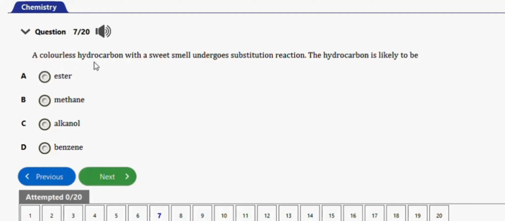It says a colorless hydrocarbon with a sweet smell undergoes substitution reaction. The hydrocarbon is likely to be ester. So ester is a hydrocarbon that has a sweet smell. So the right answer is option A. The next question will be this one.